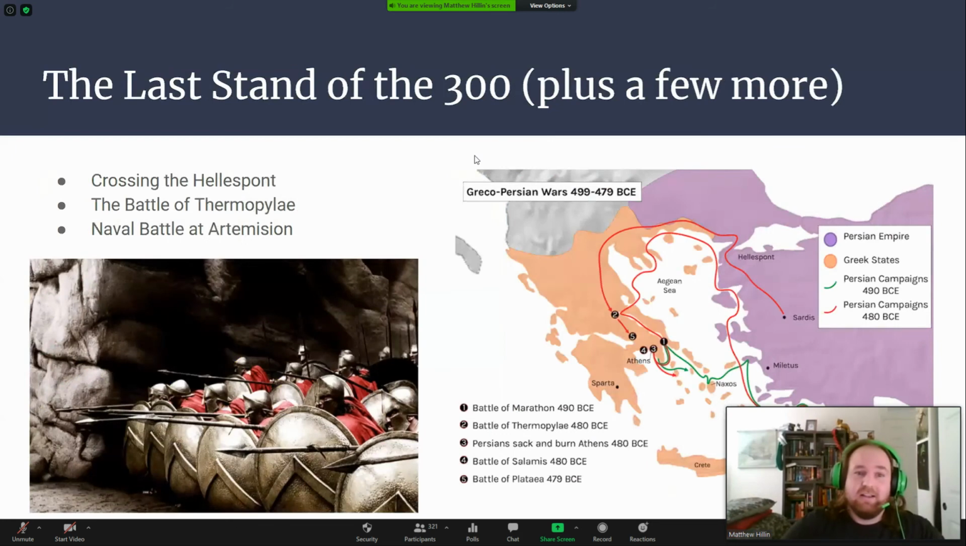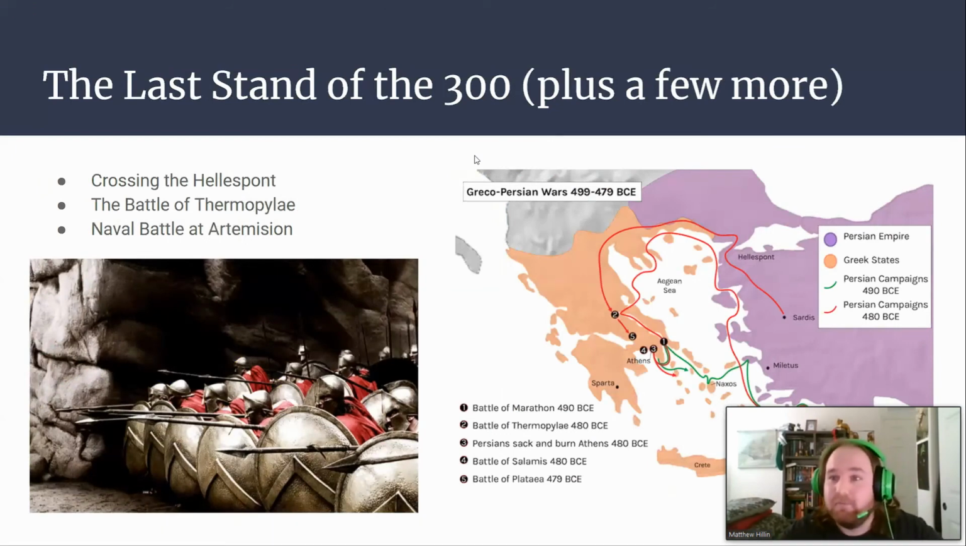So ten years later or so, the Persians are still angry and Darius had died. His son, Xerxes, came in. It's like, all right, I want revenge. But he's like, I'm not going to land at Marathon. That was a bad place, and I couldn't field that many troops. So Xerxes amasses an absolutely massive army.